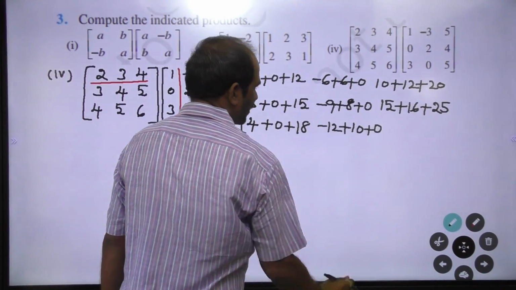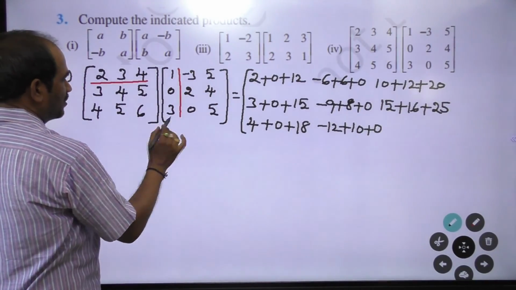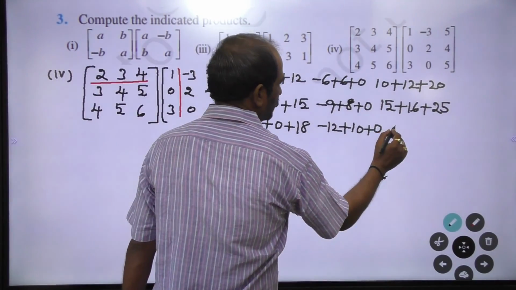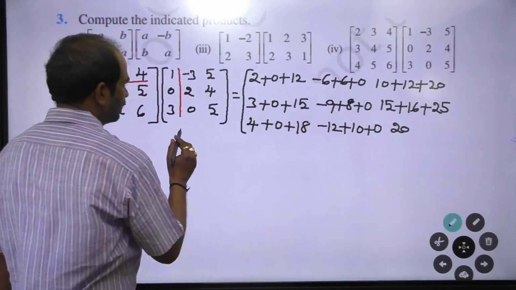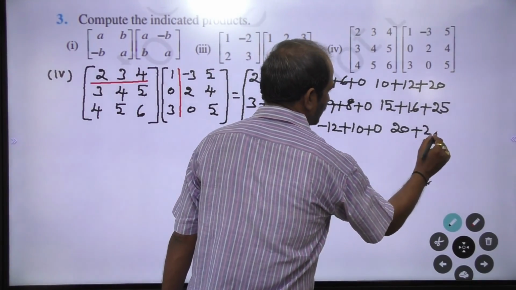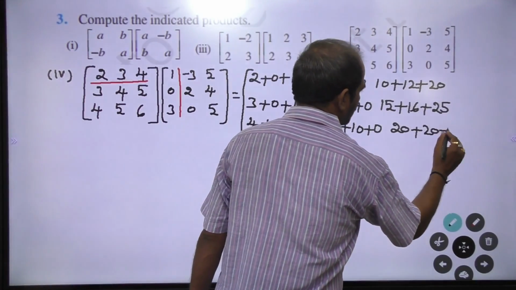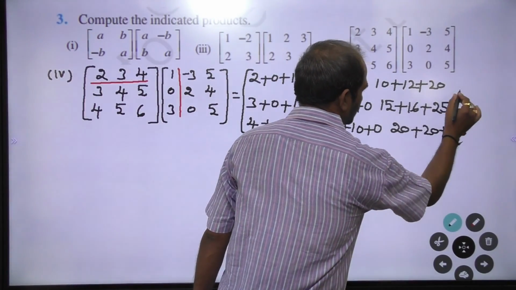Right. Next element, third row, third column. So 4 into 5 is 20. Next, 5 into 4 is 20, plus 20. Next value, 6 into 5 is 30.